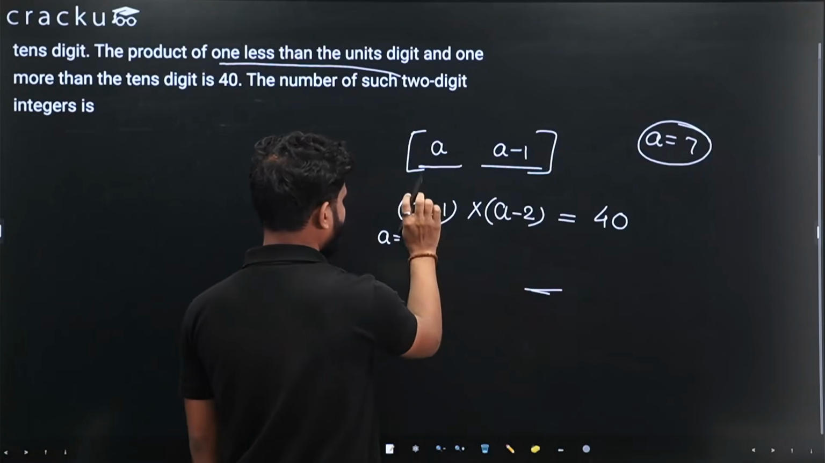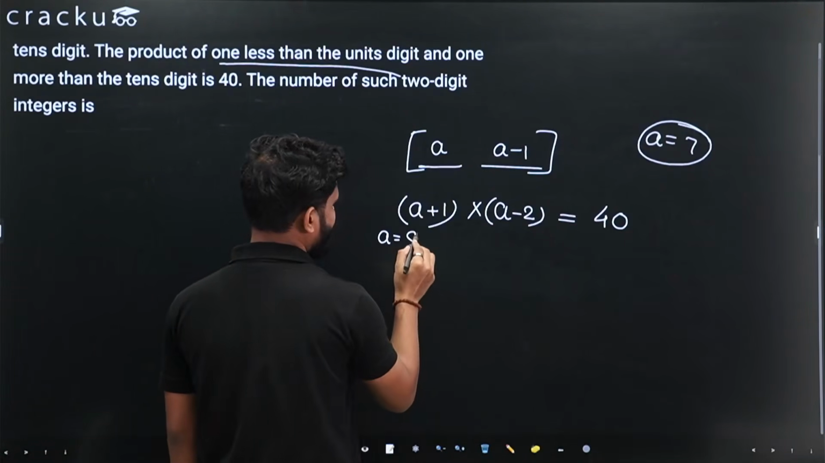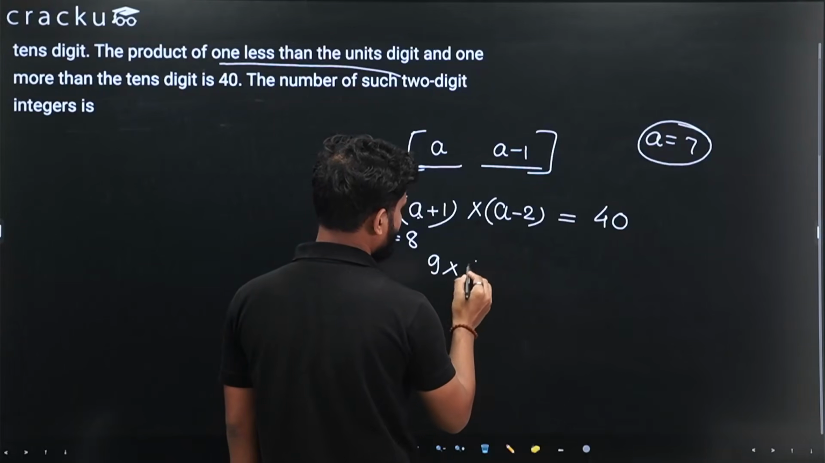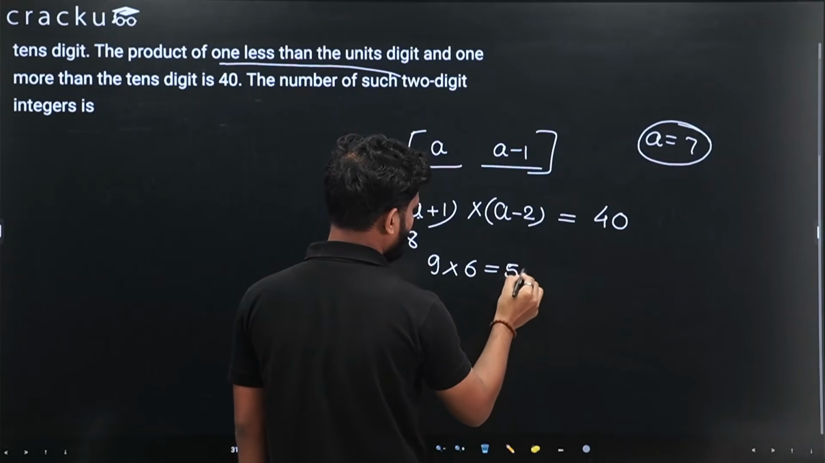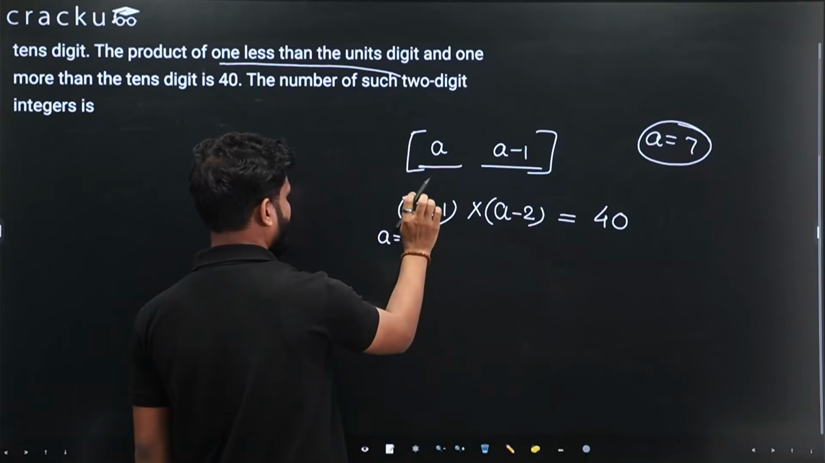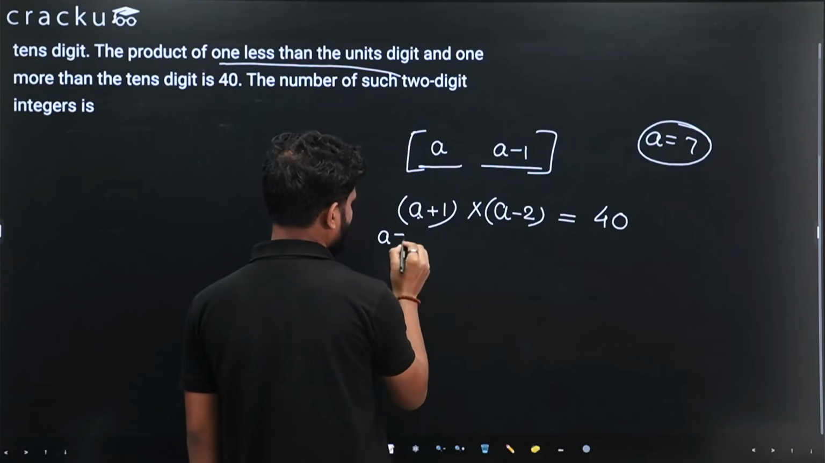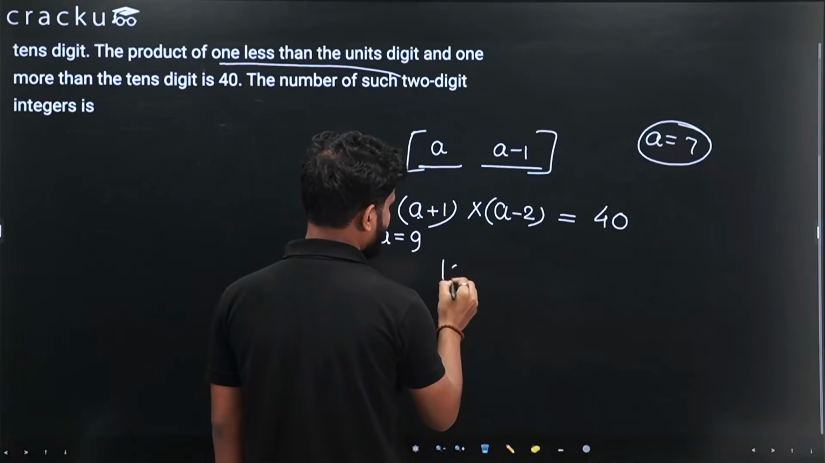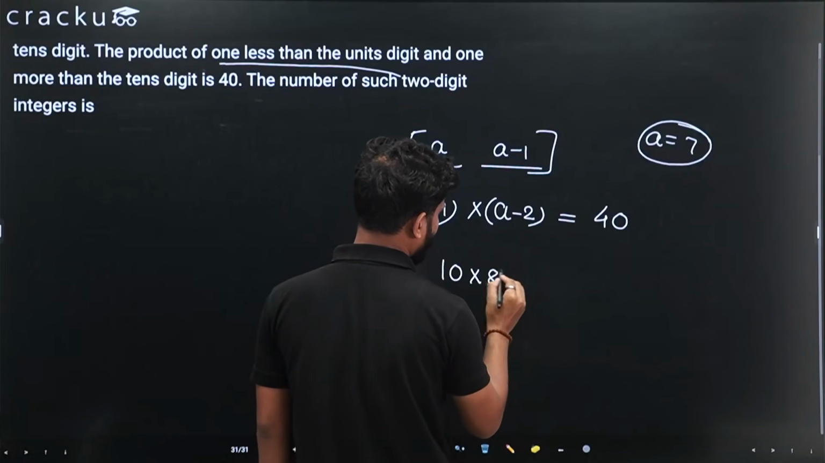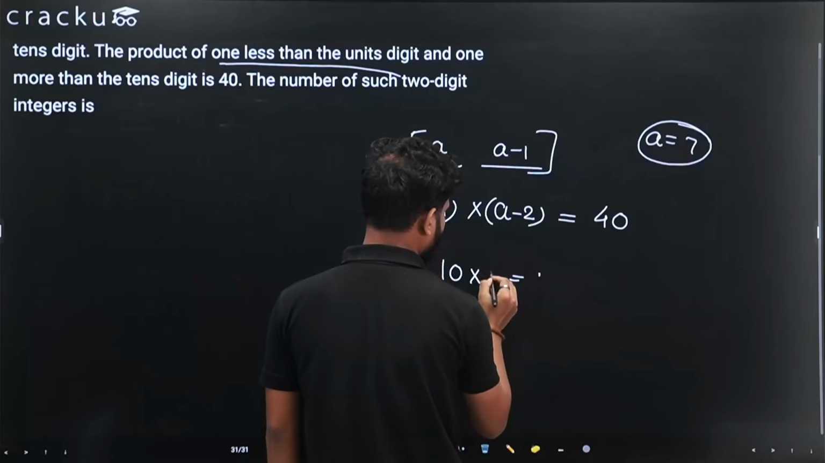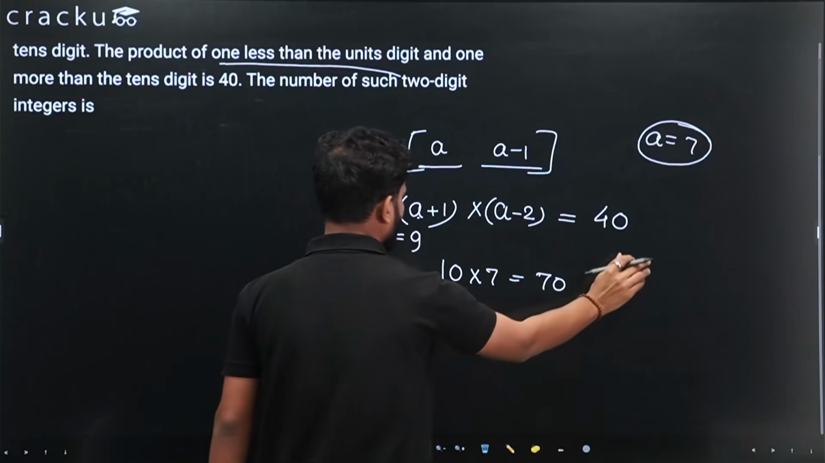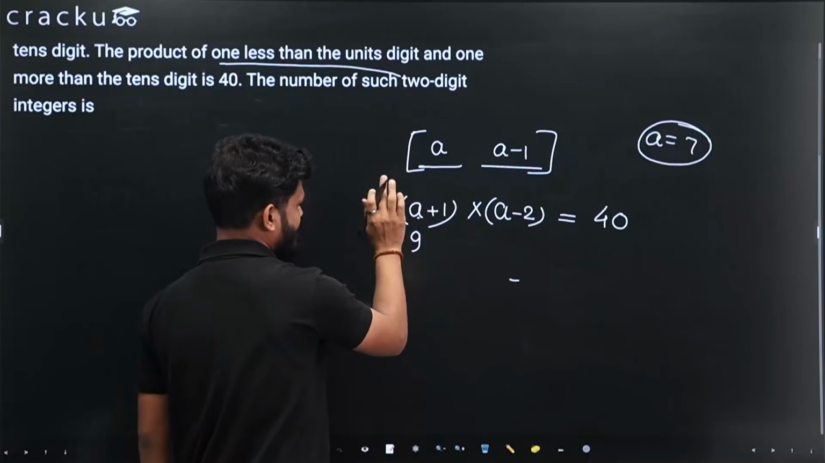Okay. What if a is equal to 8? A is equal to 8 means 8 plus 1 is 9, 8 minus 2 will be 6. This will be 54, not equal to 40. So a equal to 8 is also not satisfying. At last a is equal to 9. 9 plus 1 is 10, 9 minus 2 will be 7. This will be 70. Is 70 equal to 40? No. So a is equal to 9 is also not satisfying.